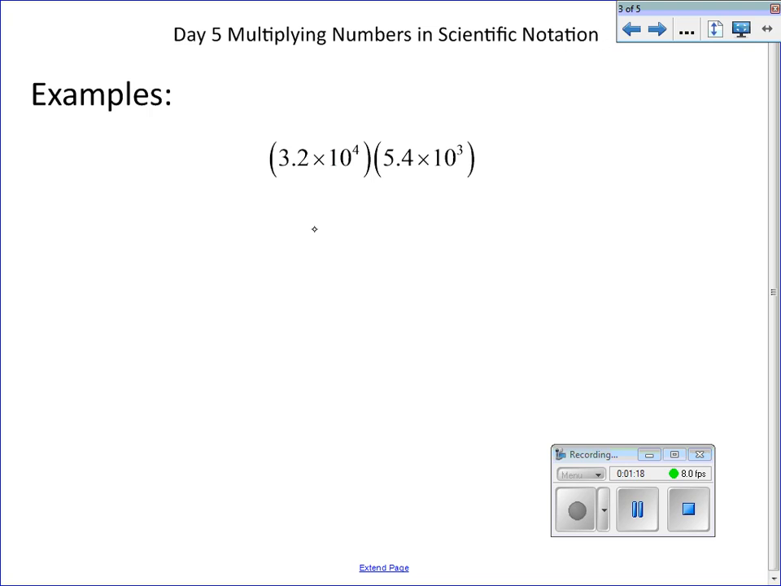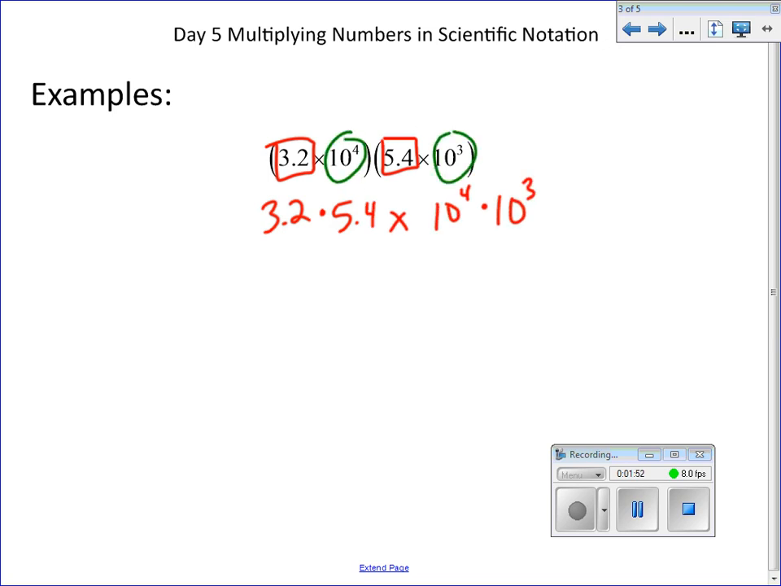Instead of moving the decimal over 4 spots and converting these both to standard form, then multiplying them together, and then putting it back in scientific notation, we're going to use our properties as kind of a shortcut. We're going to see this as 3.2 times 5.4. So the first thing I want you to do is pull your numbers out, and then you're going to have all of that times your exponents. So if you notice, I regrouped. I put the exponents together and the whole numbers together.